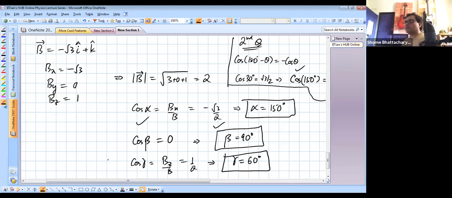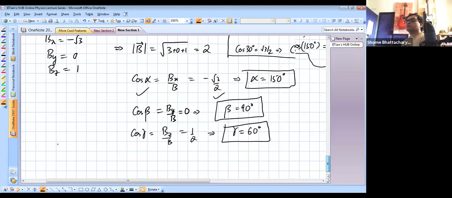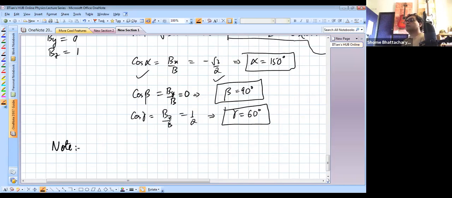Correct, yes, you got the right answer, same as I put up over here. You just complete the steps of this. The y value is 0. So now you can understand why this is happening, because the vector b, which is minus root 3 i cap plus k cap, actually lies in the xz plane.